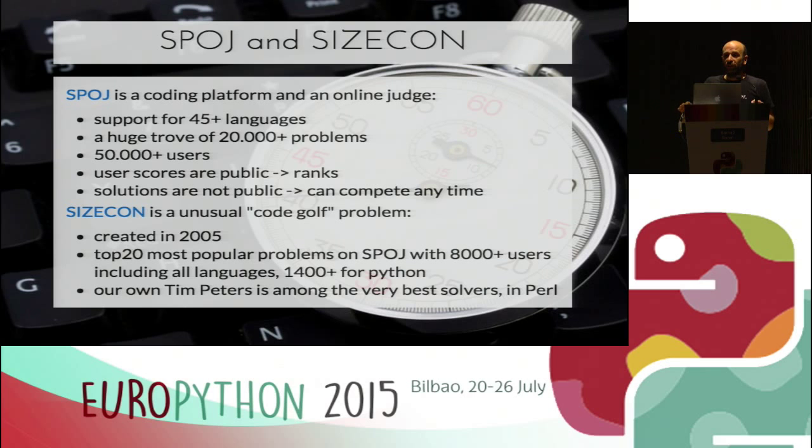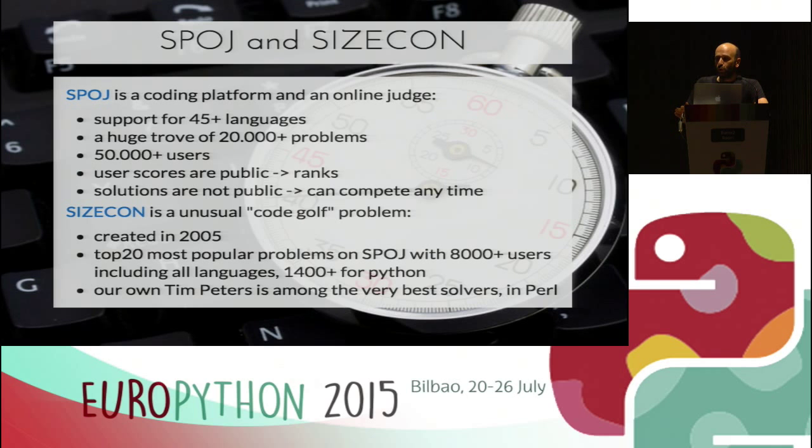This means, by the way, that I'm publishing the code for one of the best solutions in Python for this problem. So please do not use that solution to get half a point in SPOJ. Actually, you have to promise that you are not going to copy the solution, otherwise you have to leave.